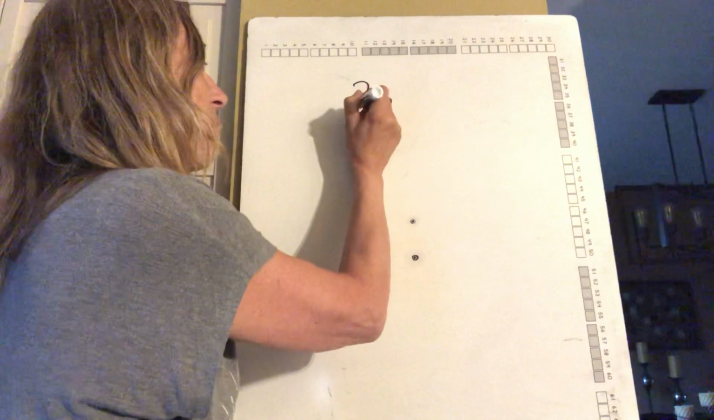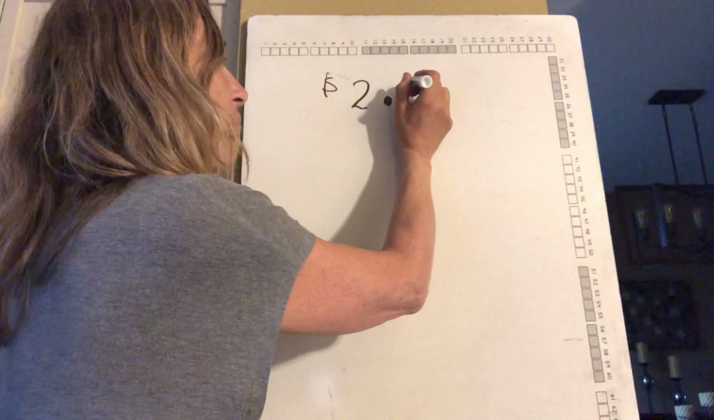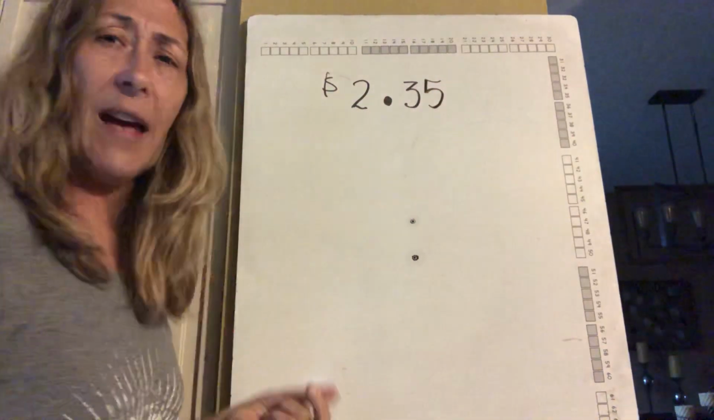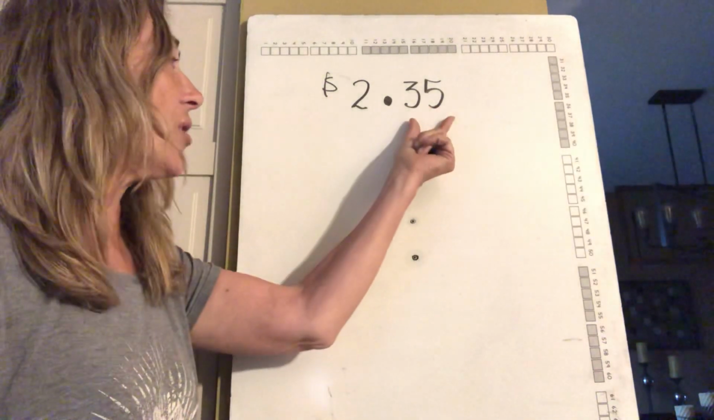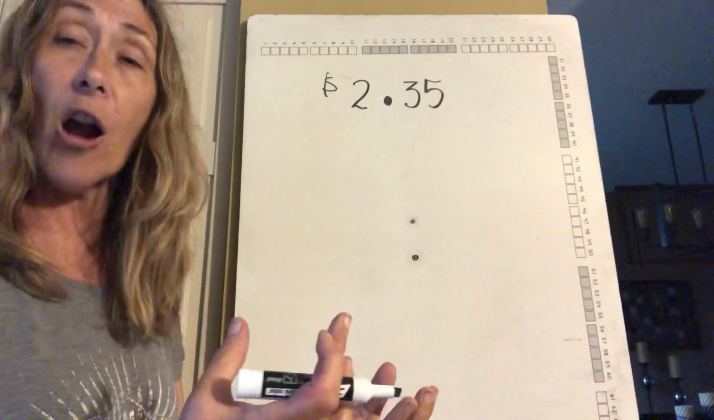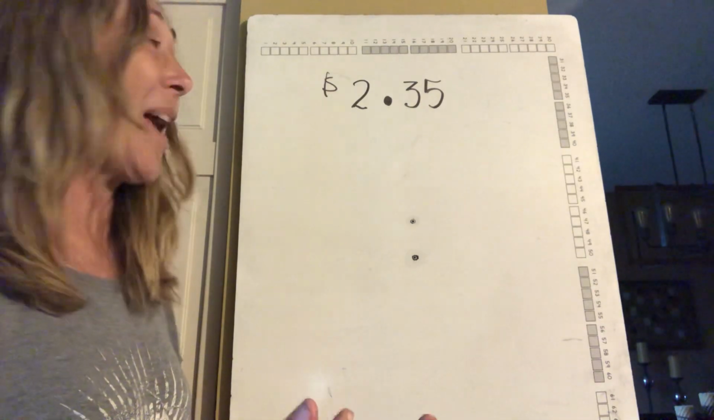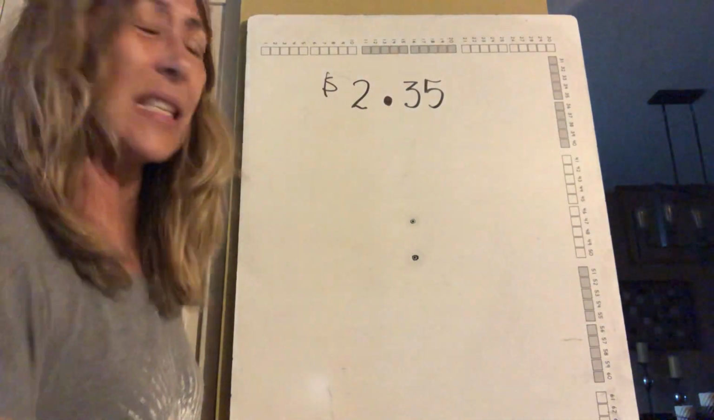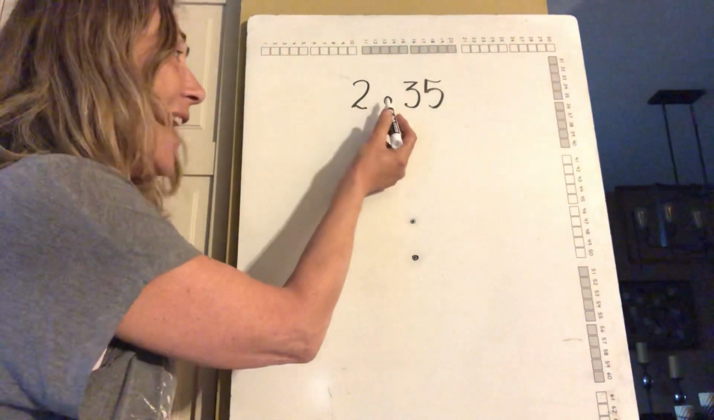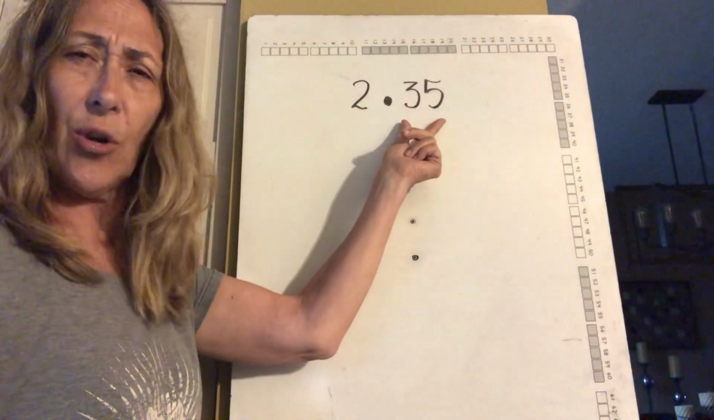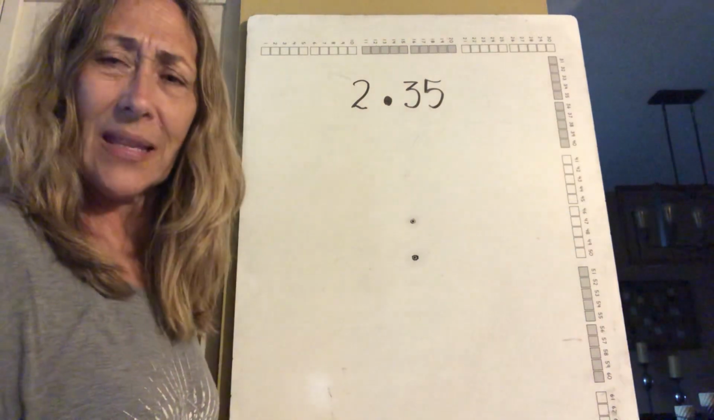So it would be $2, and I'll even put the dollar sign there, $2, and let's do 35 cents. That means two whole dollars and 35 cents, 35 parts of a dollar. And we know a dollar is made up of 100 pennies. So if I were to say that as a decimal, I'm going to erase the dollar sign. It would be 2 and then I would just read the 35, and this is 35 100ths.